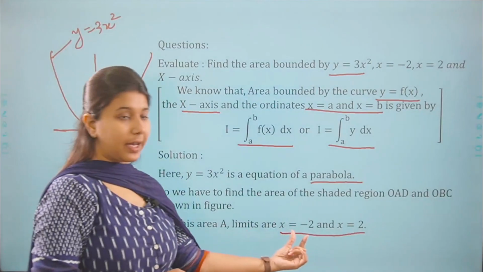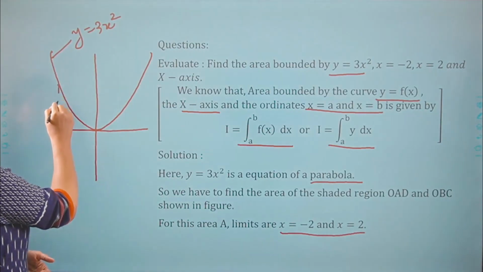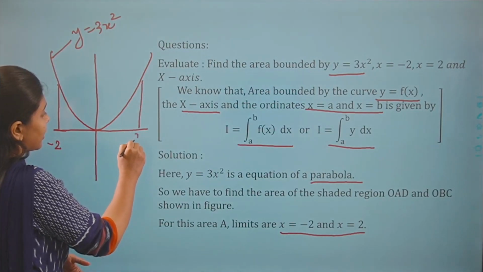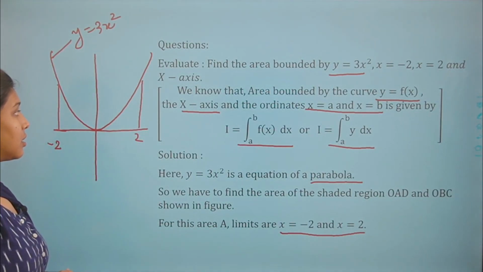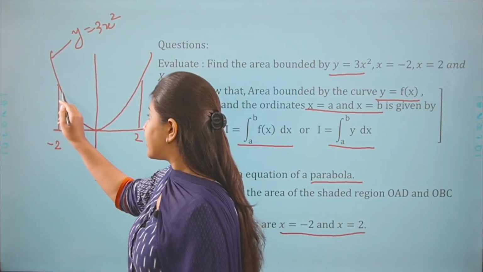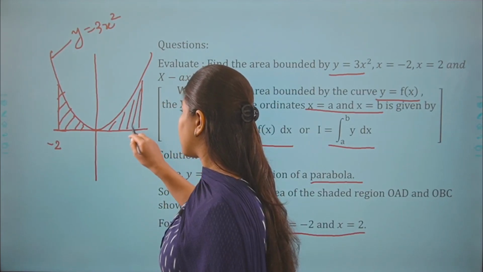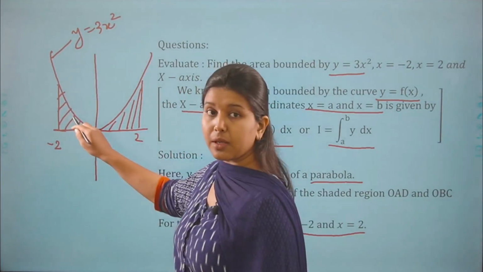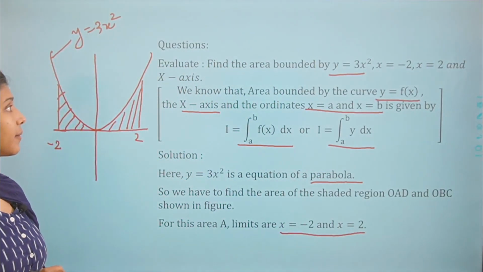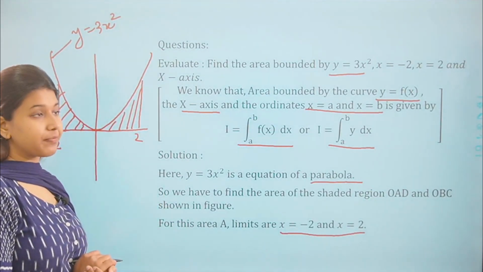Now your limits of x is equals to minus 2 to x is equals to 2. That means if x is equals to minus 2 and 2 are given, then what you need to find? Okay, so this shaded part between this limit and the parabola is your area. So you need to find this area bounded by this curve.